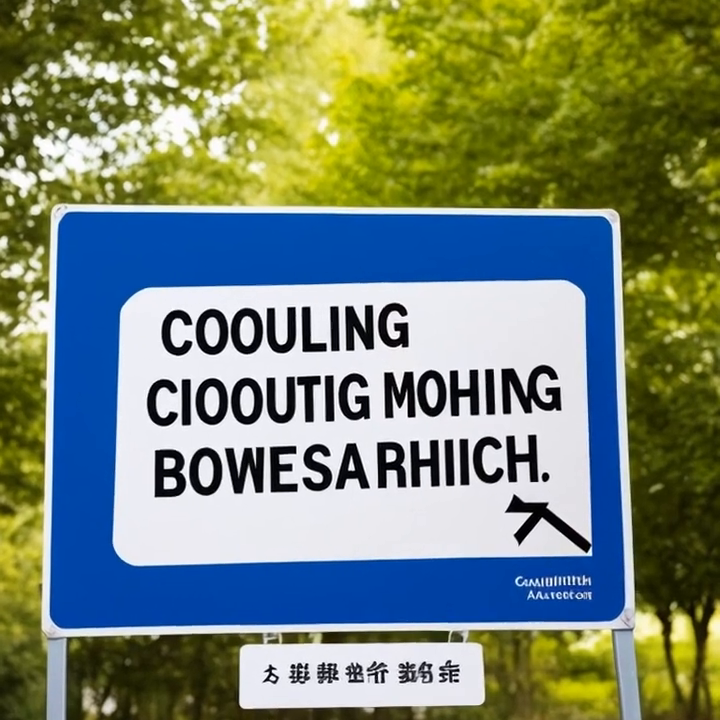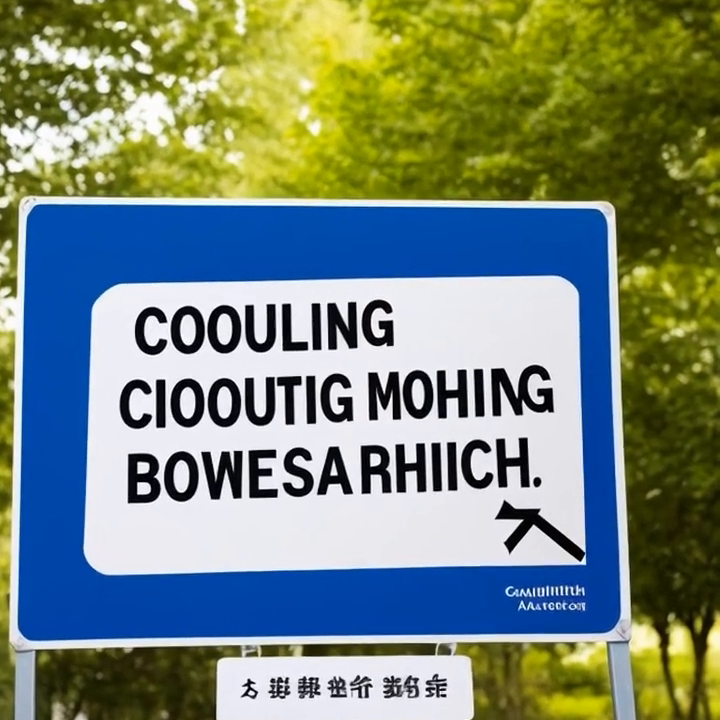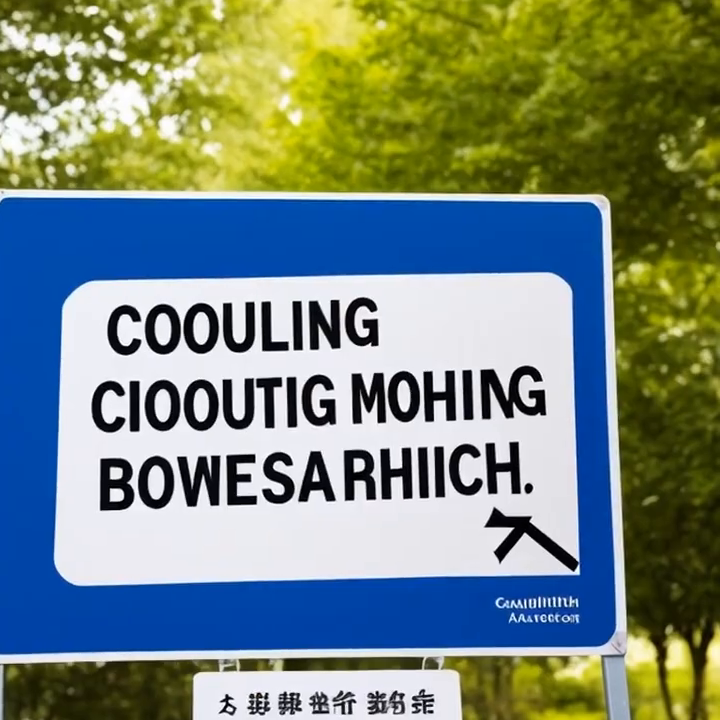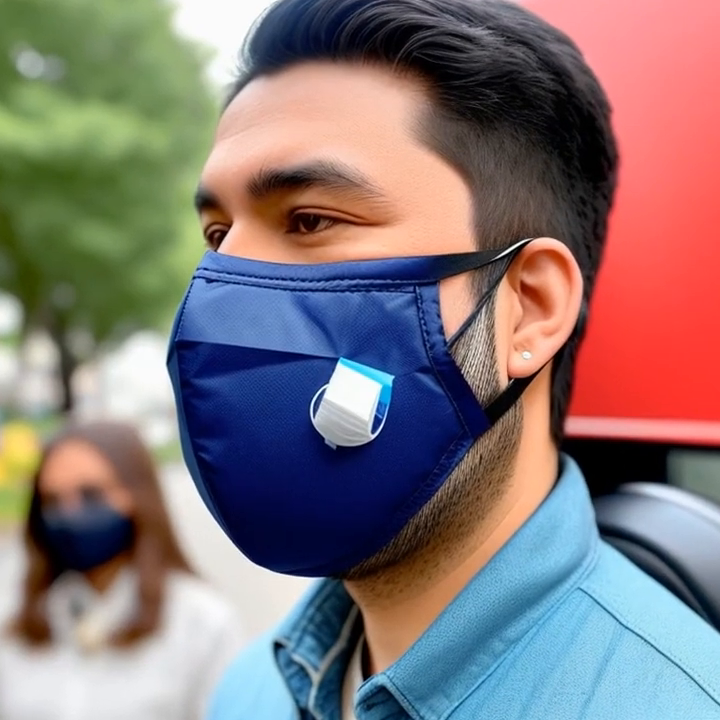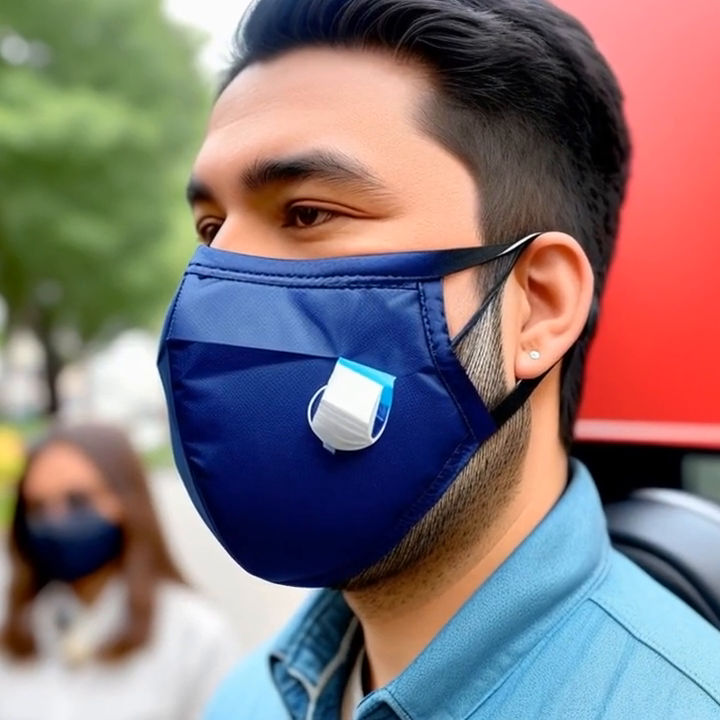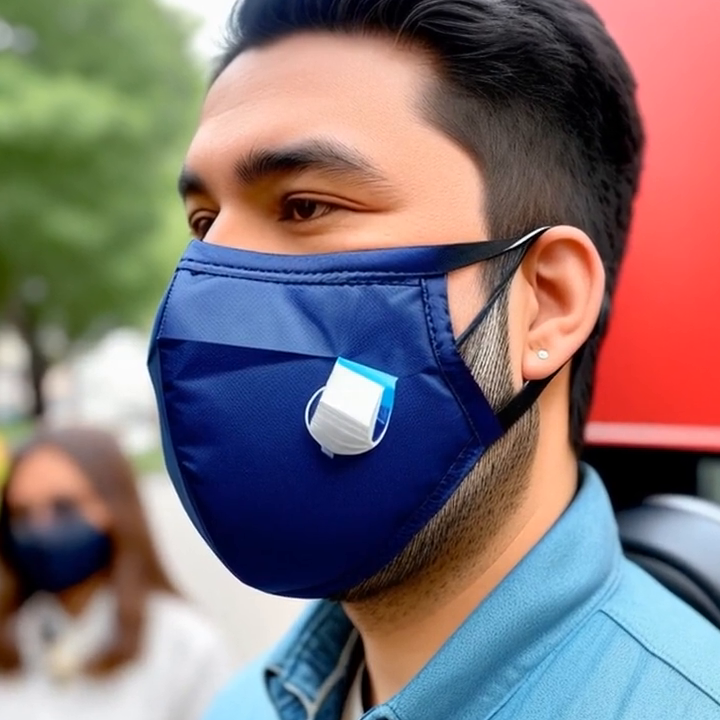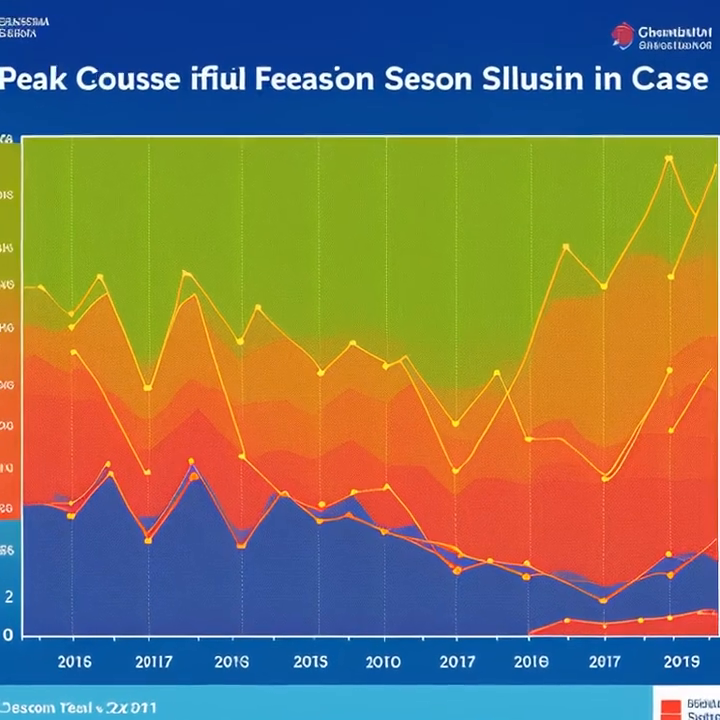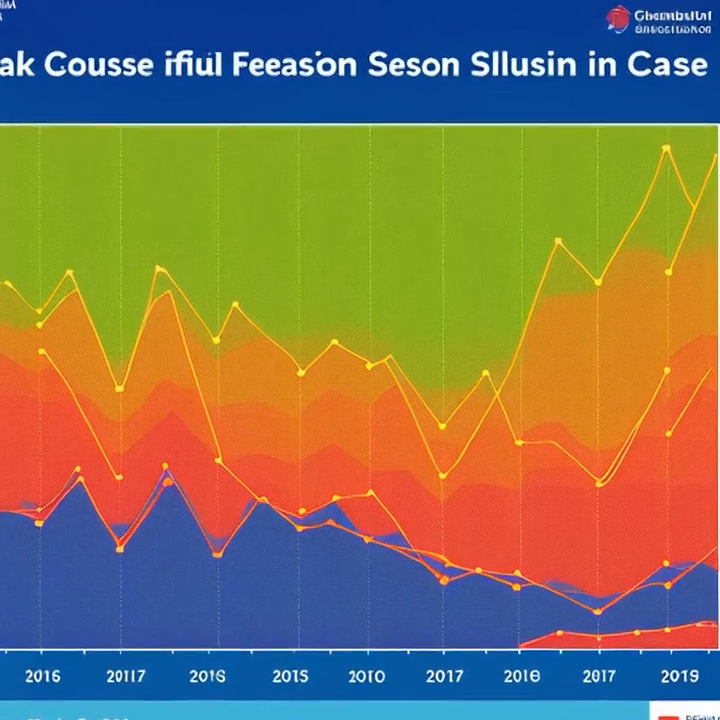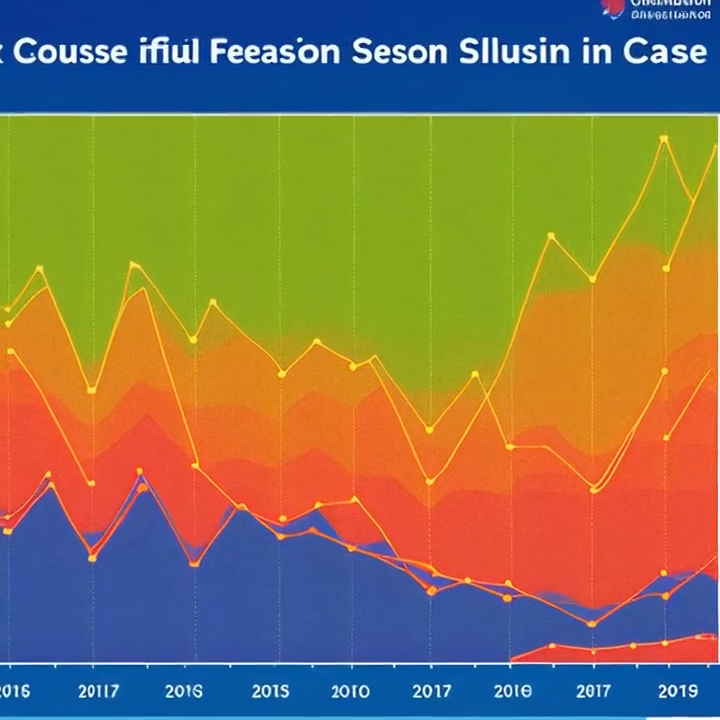According to the World Health Organization, seasonal flu epidemics result in 3 to 5 million cases of severe illness and approximately 290,000 to 650,000 deaths globally each year. These numbers highlight the serious consequences of the flu, especially for those who are more susceptible to complications.